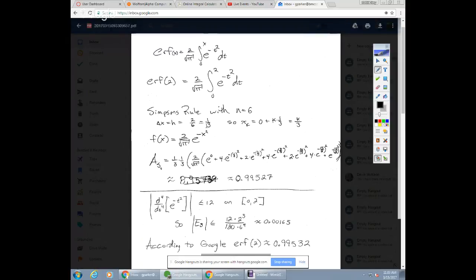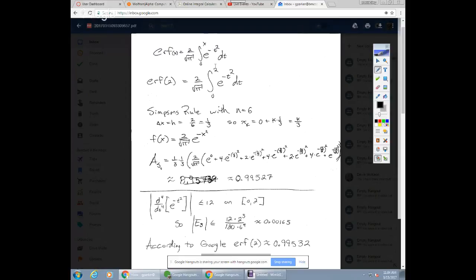First thing we do anytime we do any kind of approximation is we say, okay, how big is our subinterval? And so the width of the interval is 2 divided by 6 intervals, which gives me a width of 1/3. And so then I want to know, well, what do my x values look like? And so they end up being just k over 3 because I'm starting at 0, which is kind of nice.